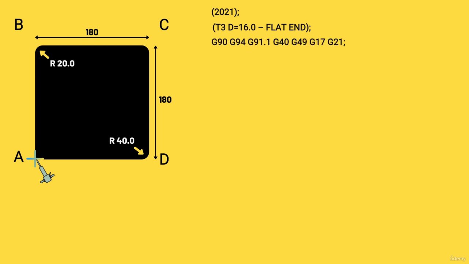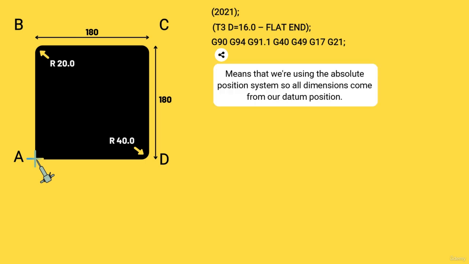Now, the first thing we tell the machine is G90, which means that we are using the absolute position system. So all dimensions come from our datum position, no matter where the cutter is or where we are going to take the cutter.